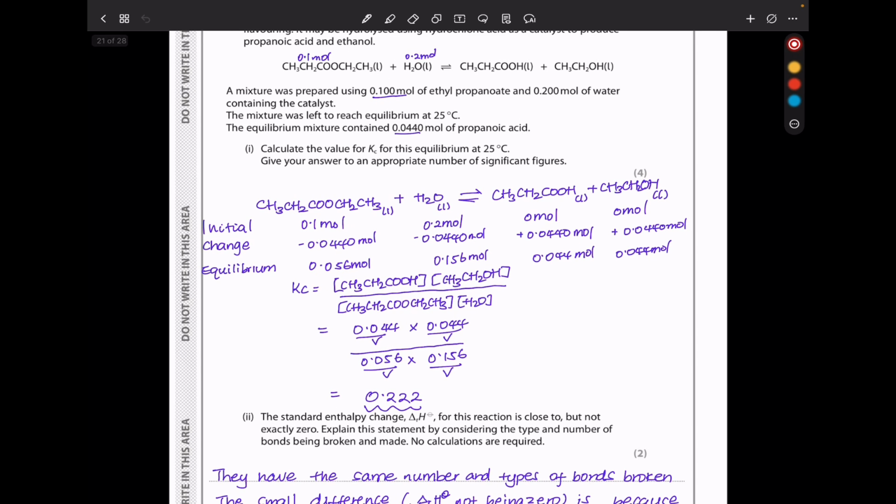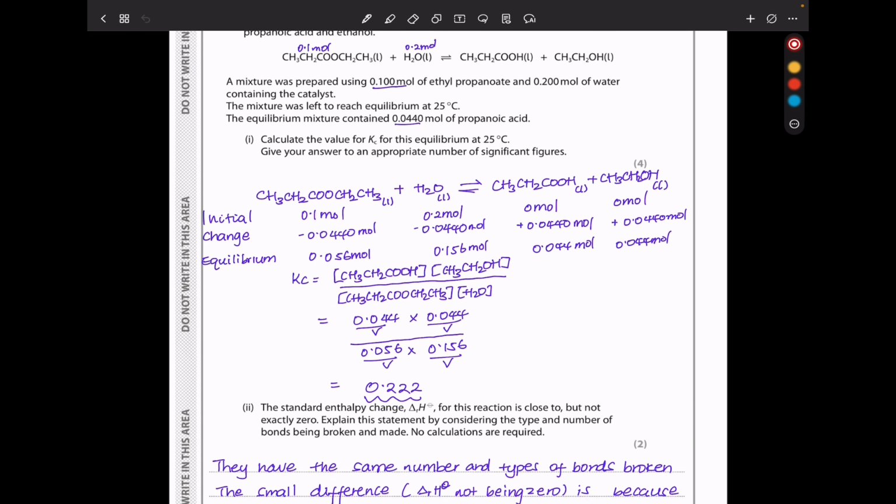So Kc is going to be the concentration of that times the concentration of that divided by the concentration of that times the concentration of that. Here we consider water because everything is in liquid state. So substituting the moles, and again here we have to use concentration, but since everything is in the same volume, I can just apply volume and the V can cancel out. So this is the concentration of the acid, concentration of the alcohol, concentration of the ester, and the concentration of water. Cancelling out the V's and multiplying everything, I got 0.222 as my answer, the value for Kc, and there are no units.